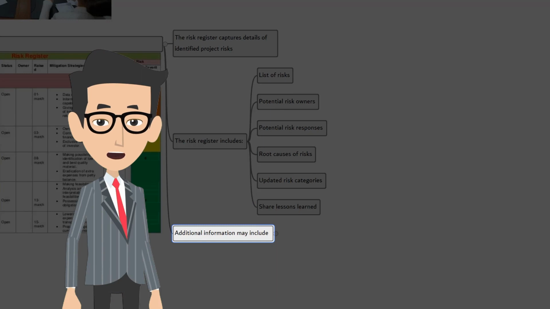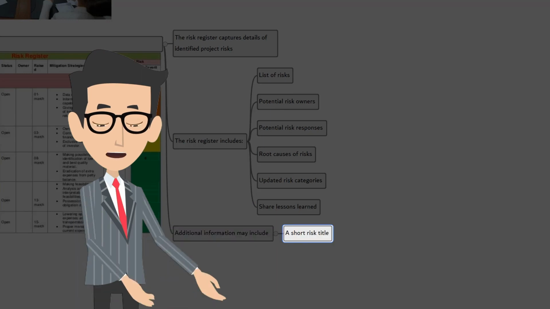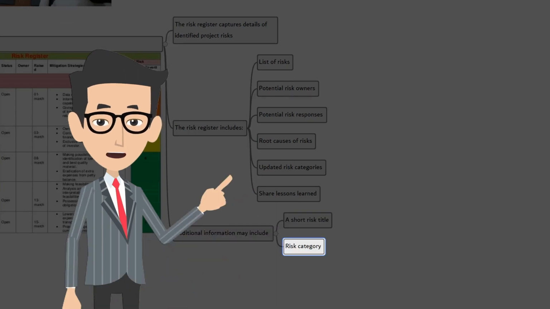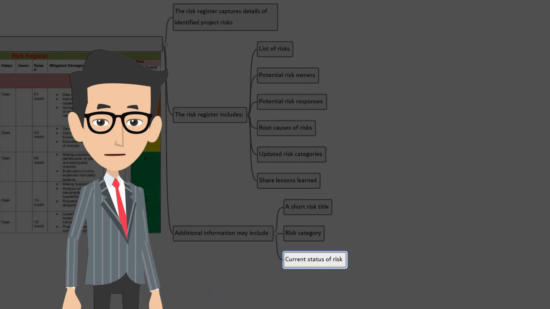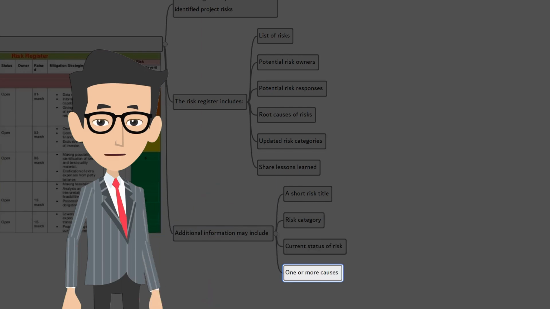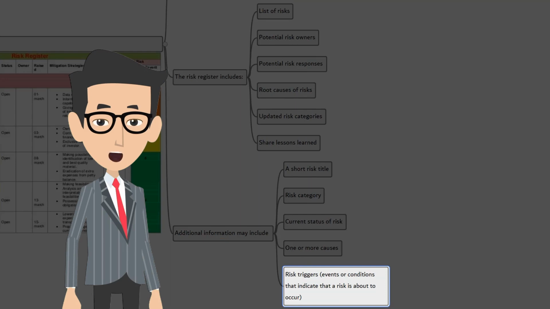Some of the additional information may have a short risk title, risk category, current status of risk, one or more causes, one or more effects on objectives, risk triggers. By the way, triggers are nothing but the events or conditions that indicate that a risk is about to occur. WBS is a reference of affected activities.